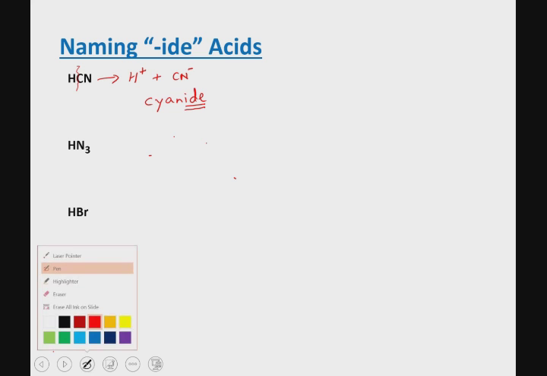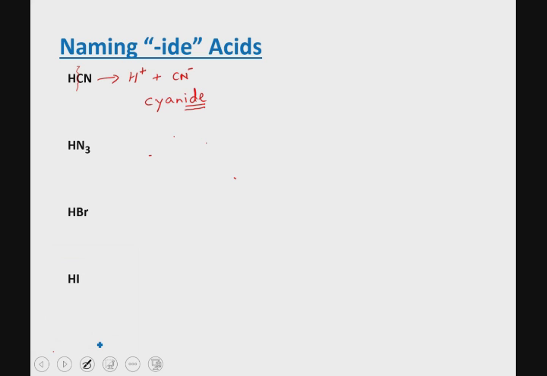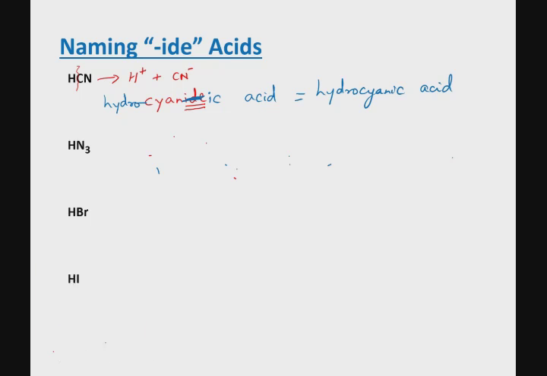Okay, now in order to name the acid from the name of the anion, first step, attach a prefix hydro, replace the "-ide" with an "-ic", and add the word acid. So the name basically is hydrocyanic acid. Okay, go ahead and pause the recording while you work out the names of the following acids.